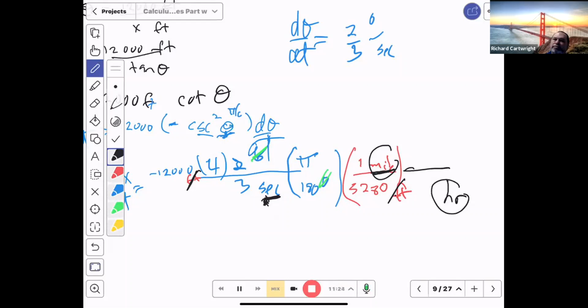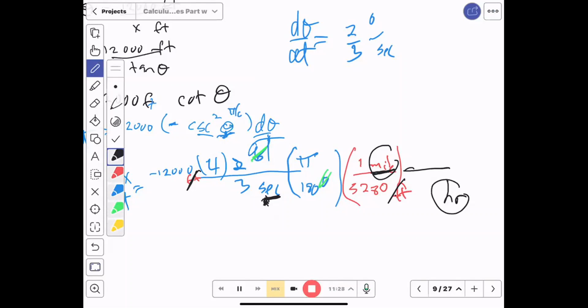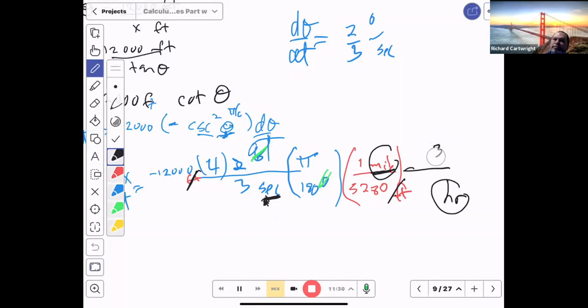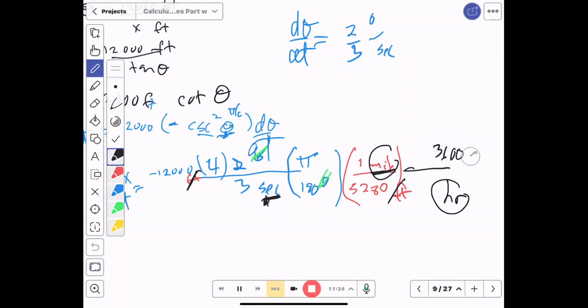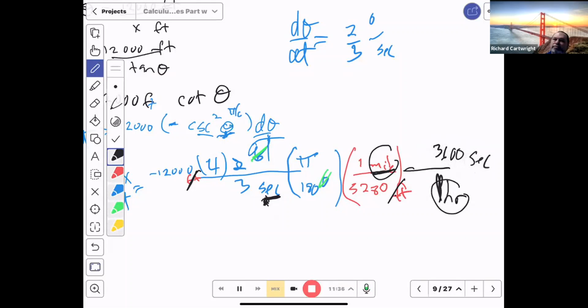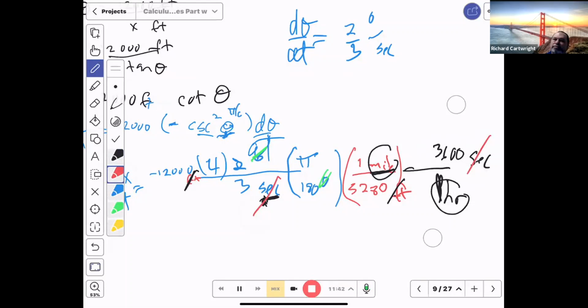Did somebody say it already? Isn't it 3,600? It is 3,600 seconds per 1 hour. So that cancels out my seconds. All right, let's see everything I have written here.